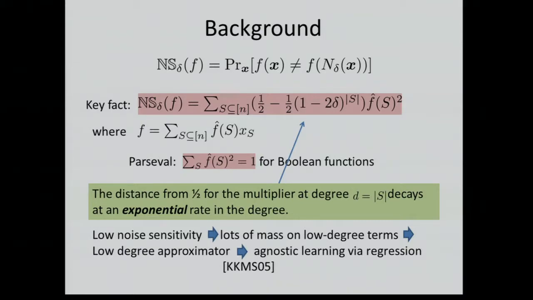And then the chain goes that if you have low noise sensitivity, this is really what the noise sensitivity method does. Once you have this, then there's a long chain of implications, and if we go through KKMS, we get agnostic learning. Right? Any questions so far? This is just all background, nothing new.